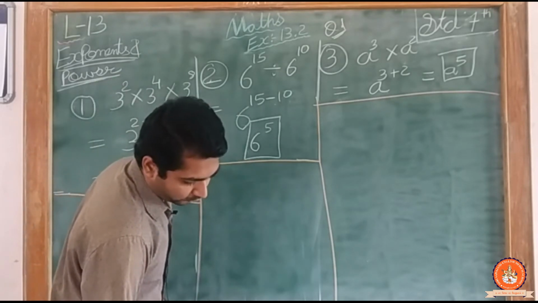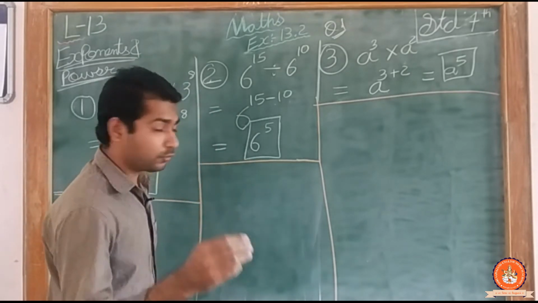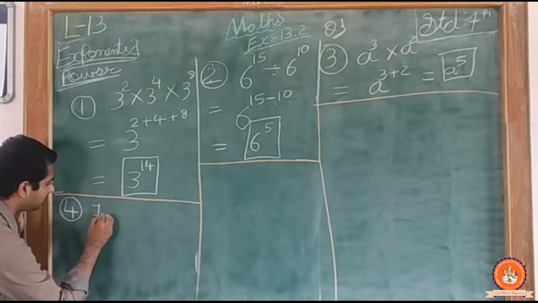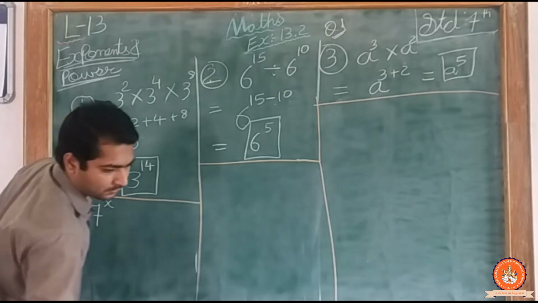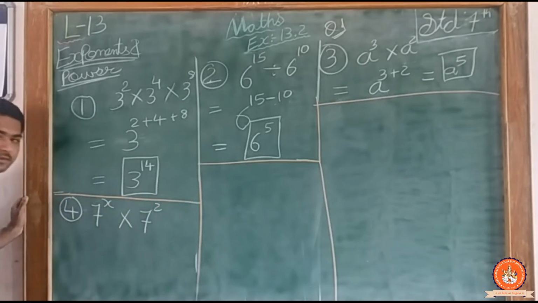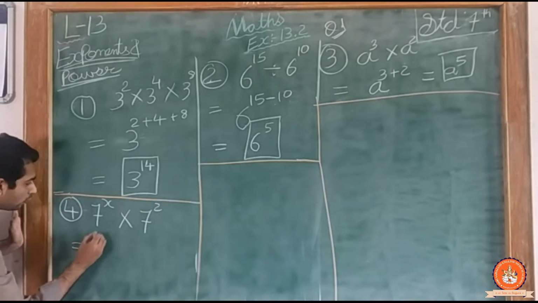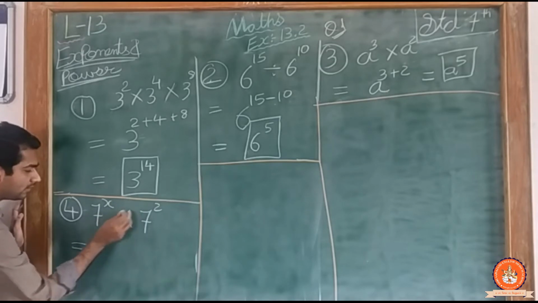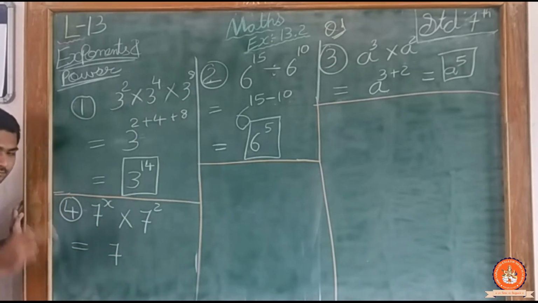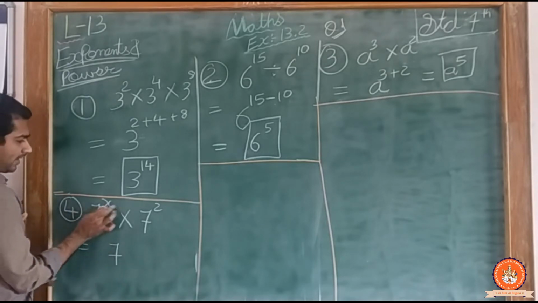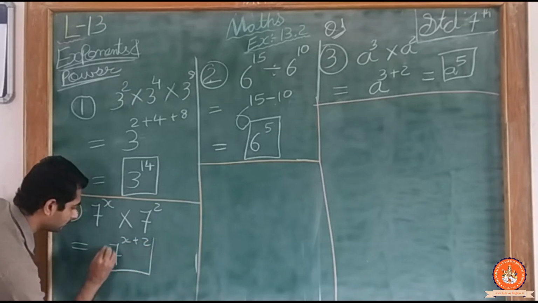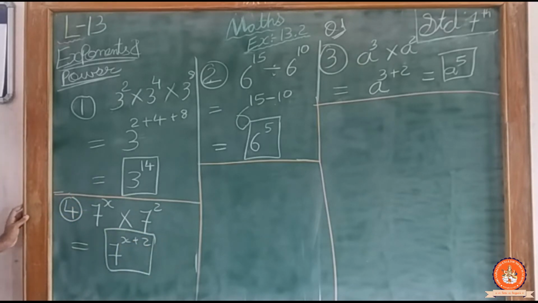Question number 4 is 7 raised to x multiplied by 7 raised to 2. Here both bases are the same and between them there is a sign of multiplication. So I will write only one base, that is 7, and add the powers: x plus 2. This is my answer in the exponential form.